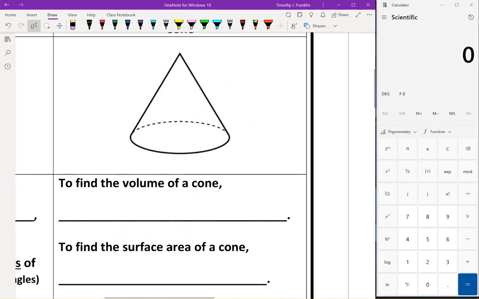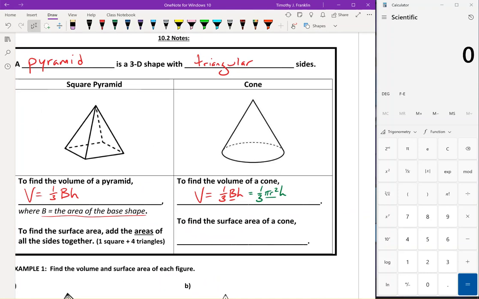Now for a cone, it's pretty similar. The volume actually is the exact same. It's 1/3 times the area of the base times the height. Now because it is a circle for the base, a lot of times you'll see that specific formula, 1/3 times pi r squared times the height. But pi r squared here, again, is just the area of the base. So you can think of these as having the same formula, except swap out the area of the square for the area of the circle.